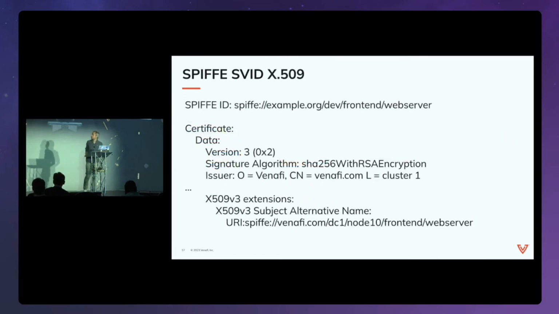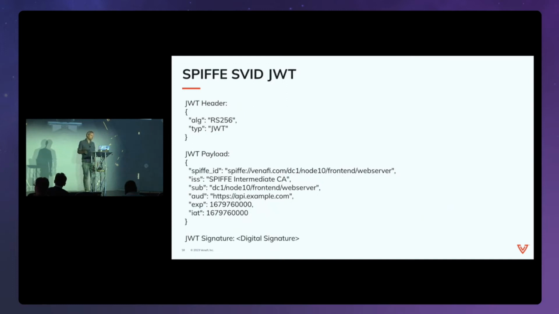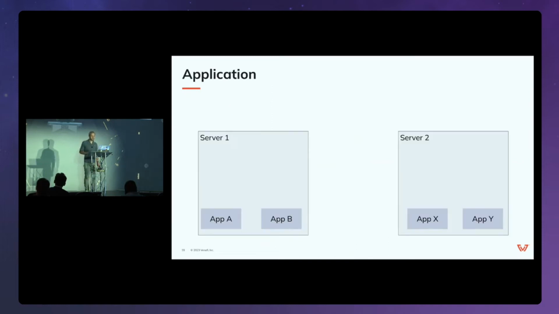This is an example of an X509 certificate, and we can see in there that we have an X509 version 3 subject alternative name, and in there we have our URL scheme with the SPIFFE identity in it. Each X509 certificate should only have one SPIFFE identity to make it very easy to do authorization. We also have an example of our JWT token with audiences and the validity of it that then again can be verified.